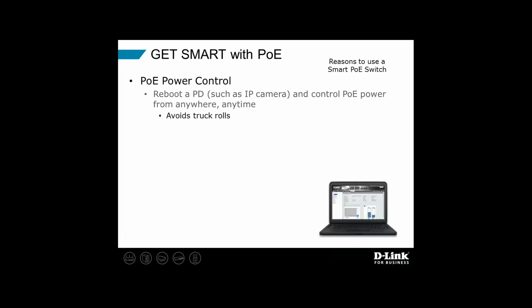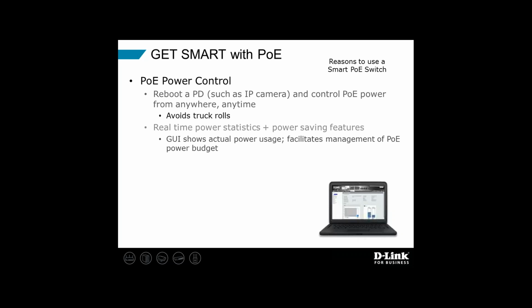What kinds of things can I do through that graphical user interface? Well, I can reboot a PD right through the software from my living room at 3 o'clock in the morning. I don't have to do a truck roll. With an unmanaged switch, I have to send a guy out to the site, and he has to unplug the LAN cable and plug it back in again. But with a smart switch, as long as I have network access into that switch, I can pull up the user interface, pull up the POE part, and disable and then re-enable the POE power on any particular port, and I've basically just rebooted that camera or that access point.